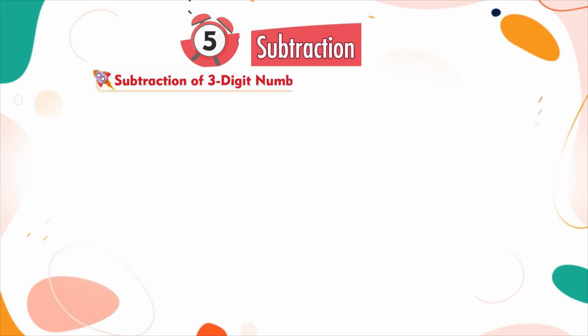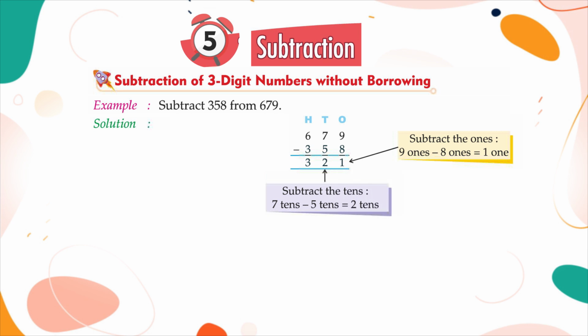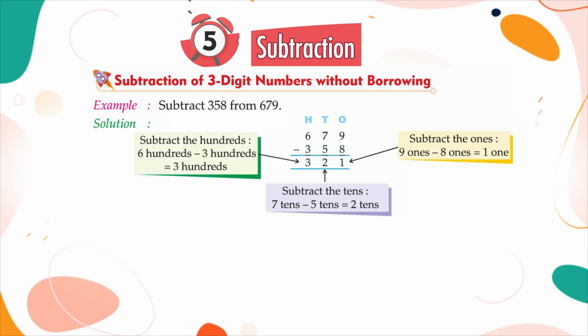Subtraction of 3-digit numbers without borrowing. Example, subtract 358 from 679. Subtract the ones. 9 ones minus 8 ones is equal to 1. Subtract the tens. 7 tens minus 5 tens is equal to 2 tens. Subtract the hundreds. 6 hundreds minus 3 hundreds is equal to 3 hundreds. So, 679 minus 358 is equal to 321.